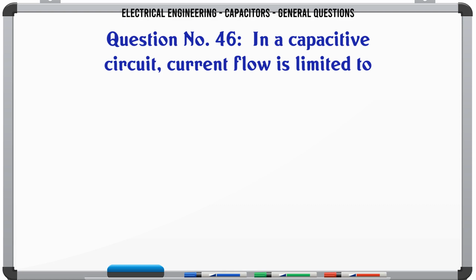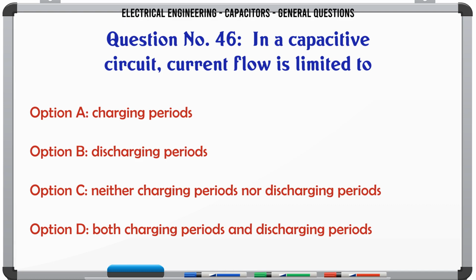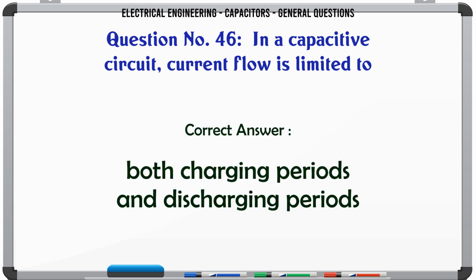In a capacitive circuit, current flow is limited to A. Charging periods. B. Discharging periods. C. Neither charging periods nor discharging periods. D. Both charging periods and discharging periods. The correct answer is both charging periods and discharging periods.